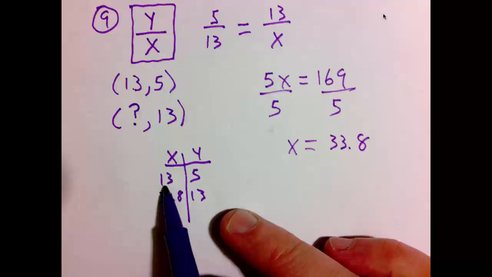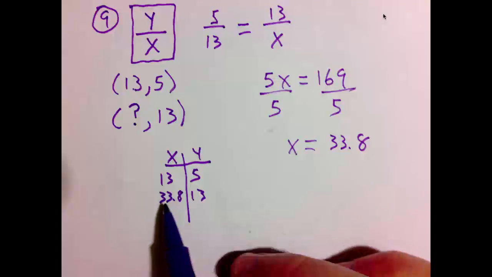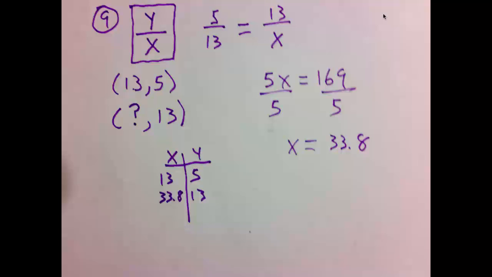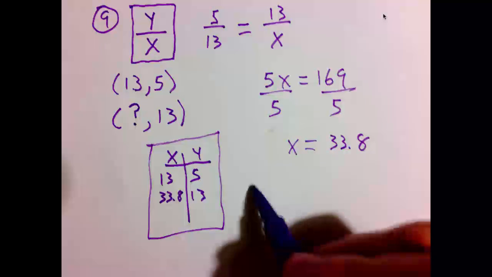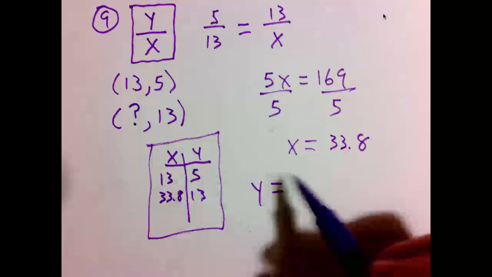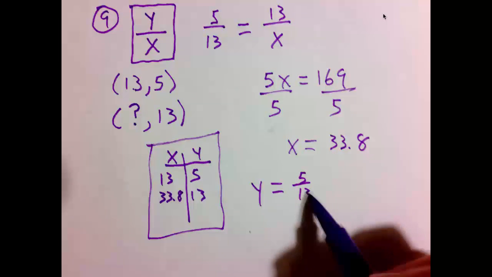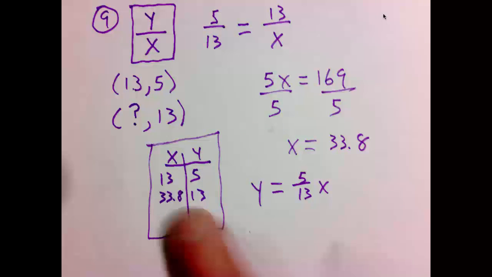If we multiply 5 over 13 times 13, we'll yield 5. Likewise, if we multiply that by 33.8, it would yield 13. The equation that will model this situation is y equals y divided by x, 5 over 13. If we type this function in, it would produce this table.